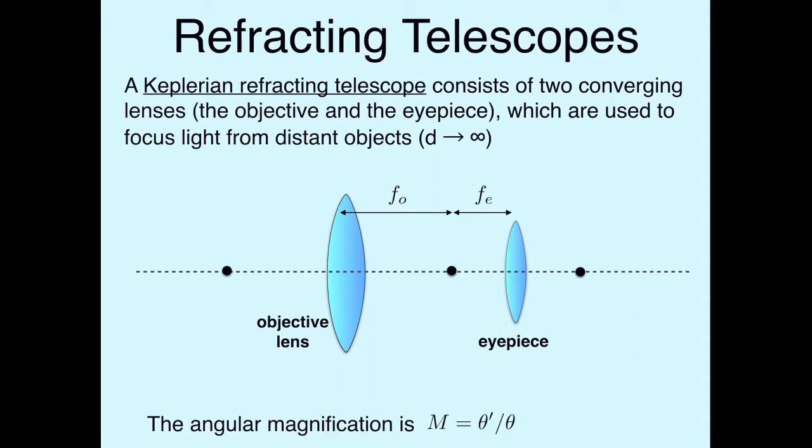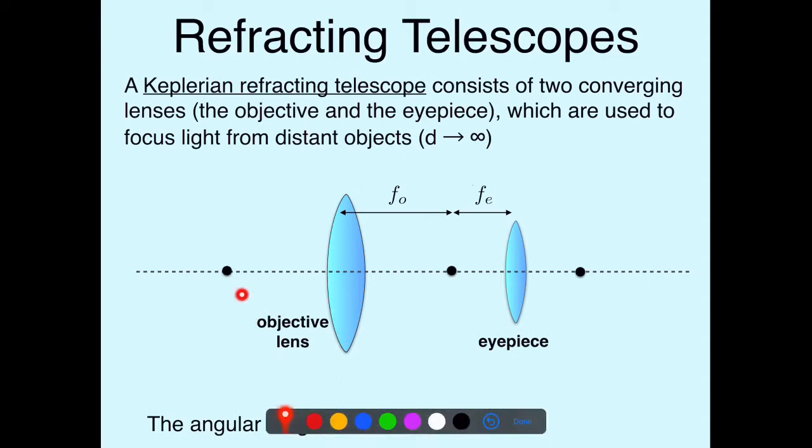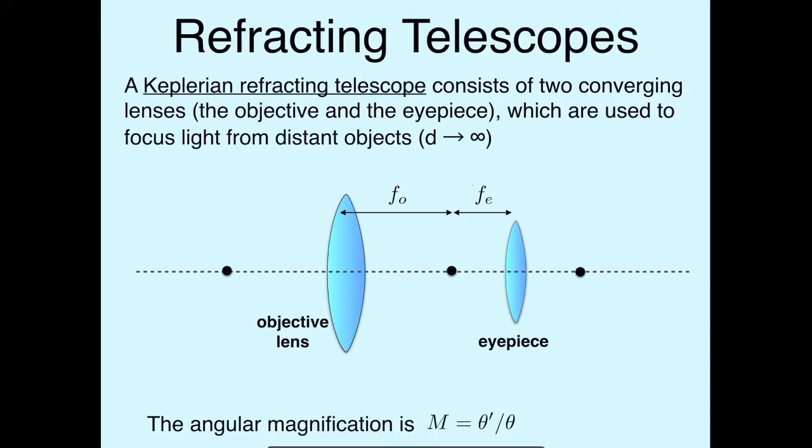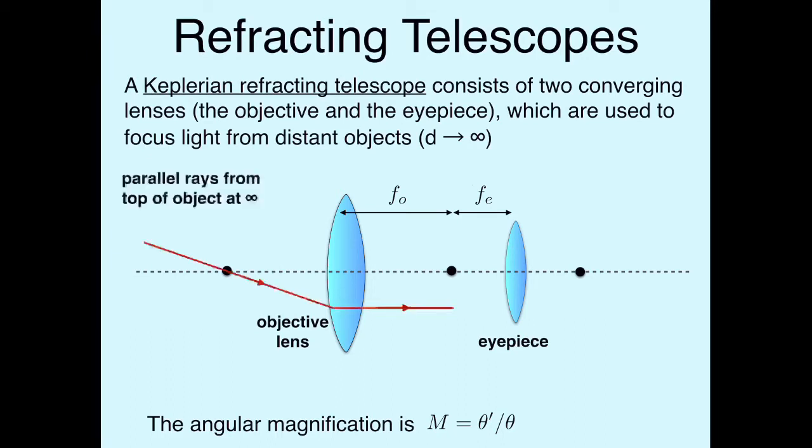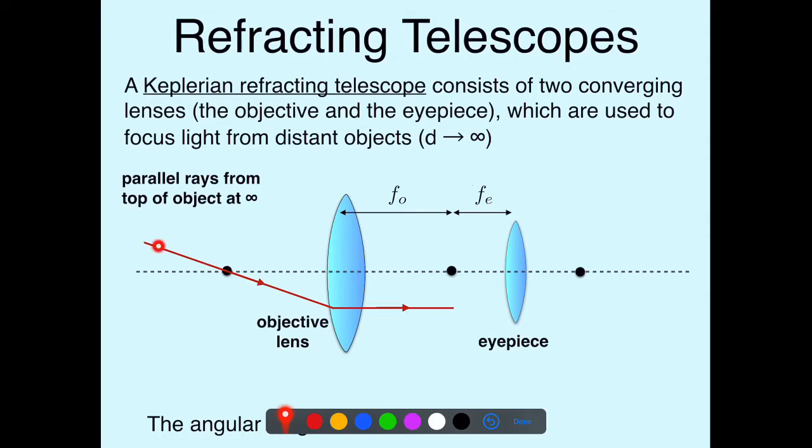You just have 2 converging lenses. One of those lenses is called the objective lens, and this one is generally going to be larger. And then you'll have a smaller lens called the eyepiece. Basically, we're using these lenses to focus light from very distant objects. Since we're looking at things like stars and planets, we can essentially assume that the distance is infinity for those objects. Now let's consider rays of light coming in from an object that's infinitely far away. Specifically, this ray is coming from the top of our object. So imagine there's an arrow infinitely far away from the lens, and this ray is coming from the top of that arrow.